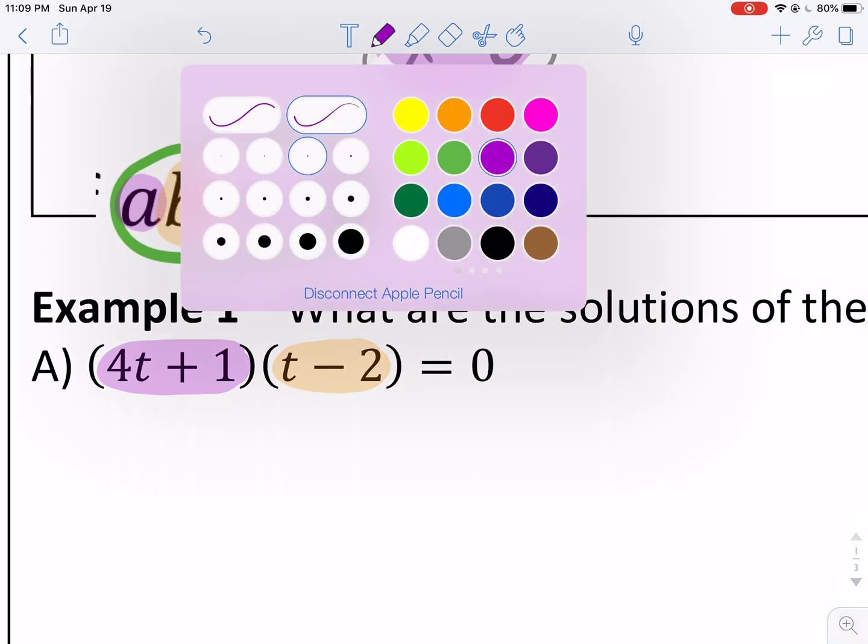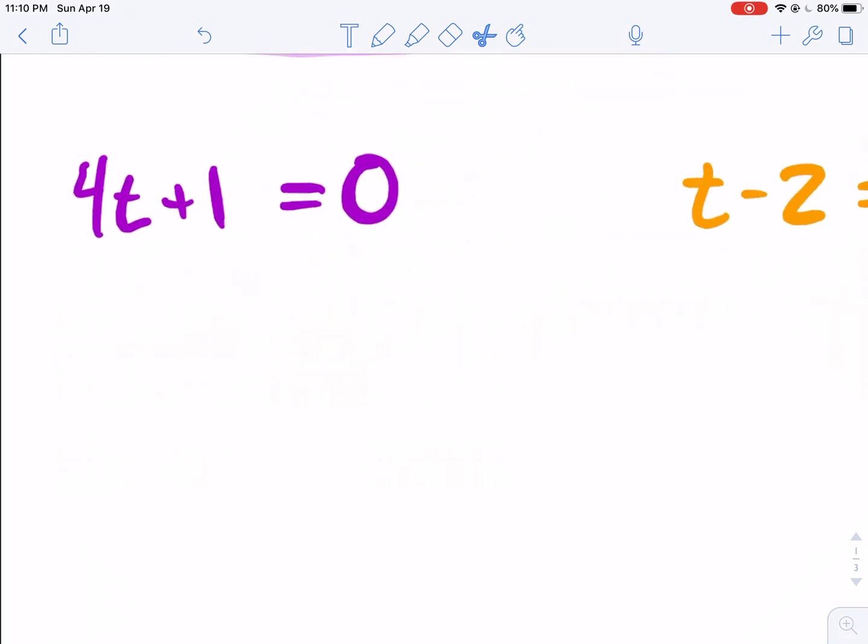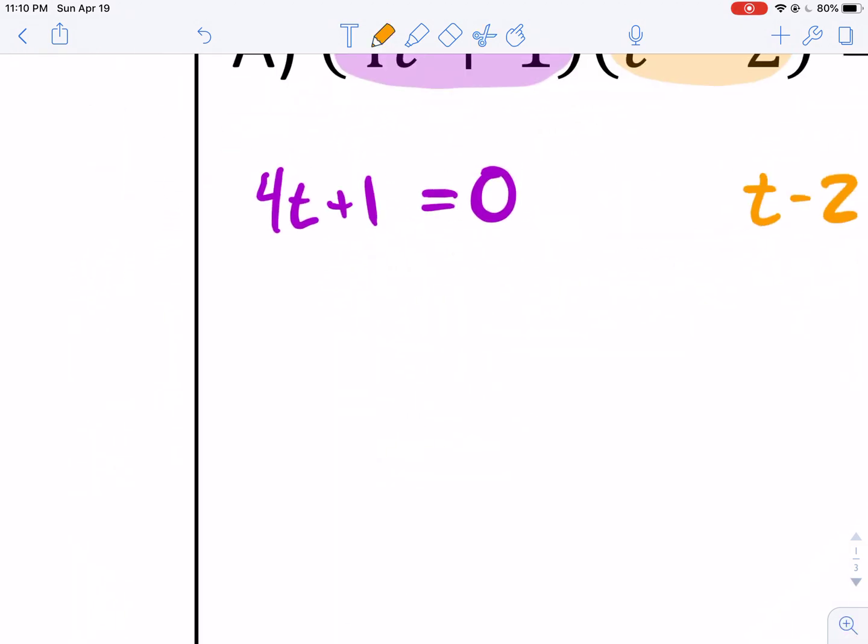So we're going to take 4t plus 1, see what happens if that's 0. And then we're going to take our t minus 2 and see what happens if that is 0. Because remember, we have two numbers multiplied by each other equals 0. So one of them has to be 0. Okay, let's solve our purple one first.